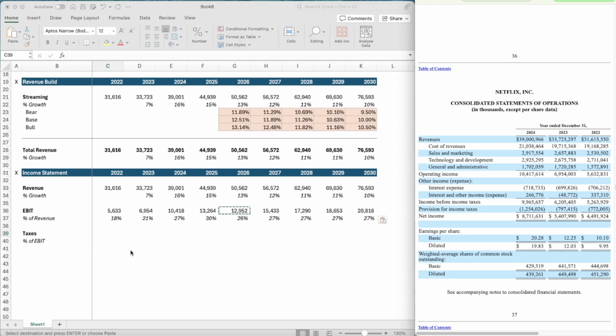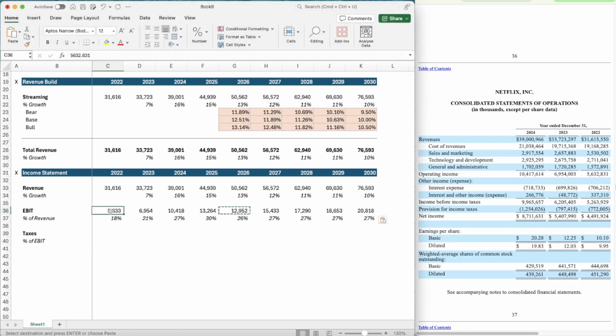Provision for income tax. We need... 772.005. 797. 14.026.